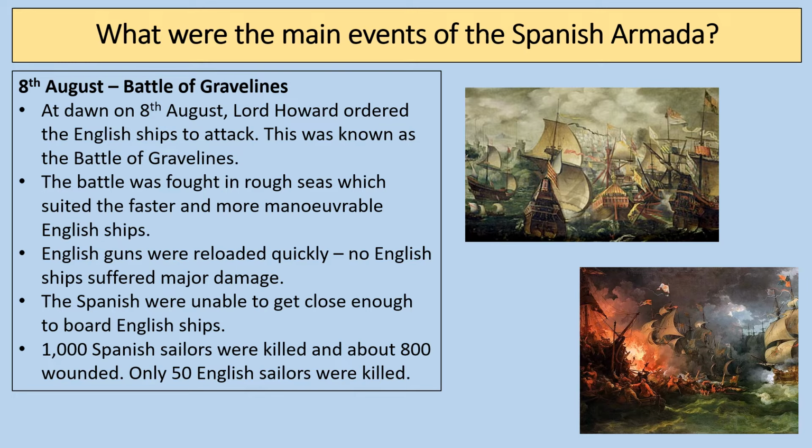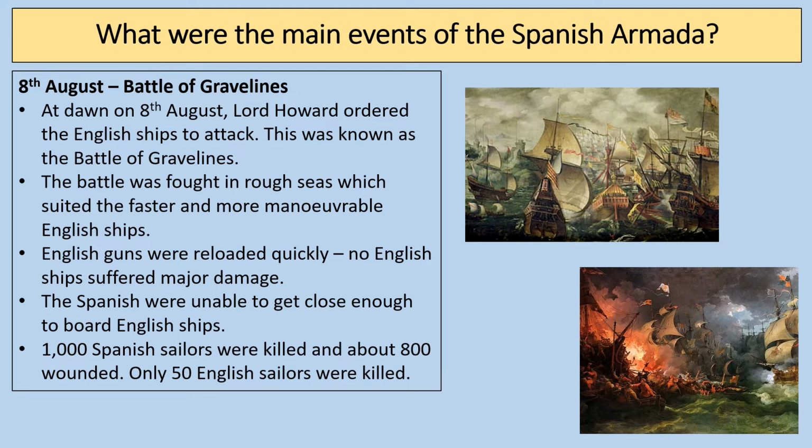And you can see there, this is a huge victory. 1,000 Spanish sailors are killed, 800 wounded, with only about 50 English sailors killed. So this tactic, the fact that the English boats are smaller, very maneuverable, and have these long-range effective guns that can be reloaded quickly, basically makes these big heavy Spanish ships like sitting ducks in terms of just being taken out by the English.